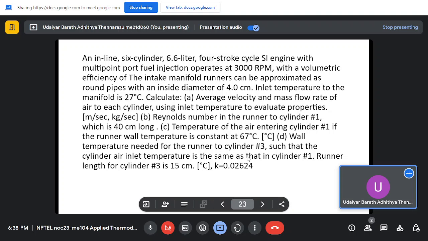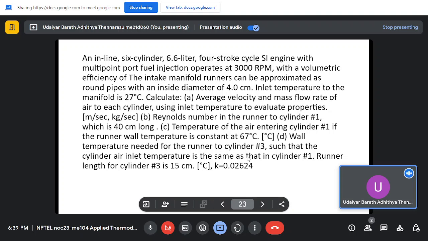Now calculate the average velocity and mass flow rate of air to each cylinder, using the inlet temperature to evaluate properties. So we need to find the average velocity inside that intake manifold and the mass flow rate of air to each cylinder. The next question is the Reynolds number in the runner to cylinder 1, which is 40 cm long. The third question is the temperature of the air entering cylinder 1 if the runner wall temperature is constant at 67 degrees Celsius.